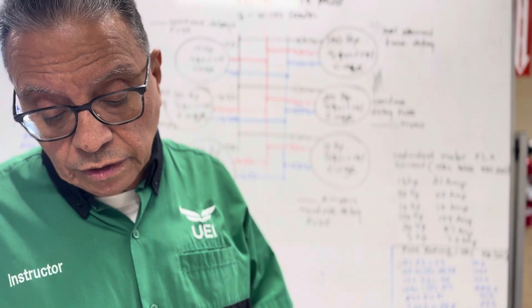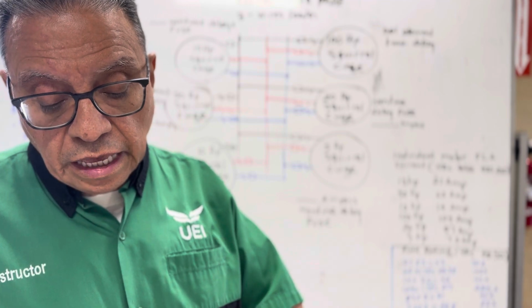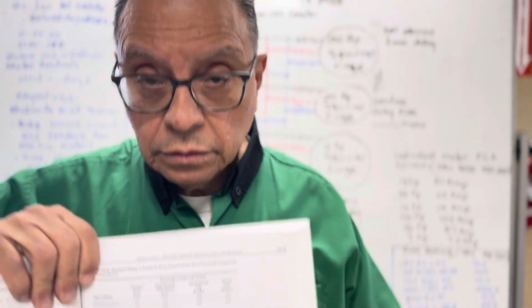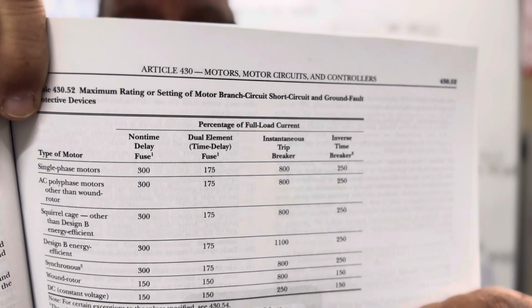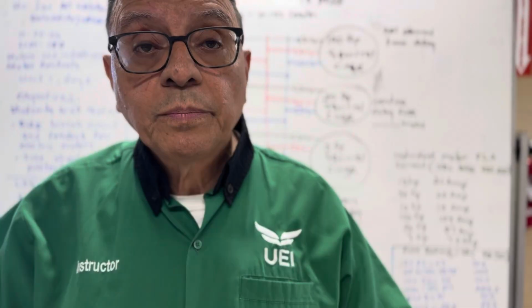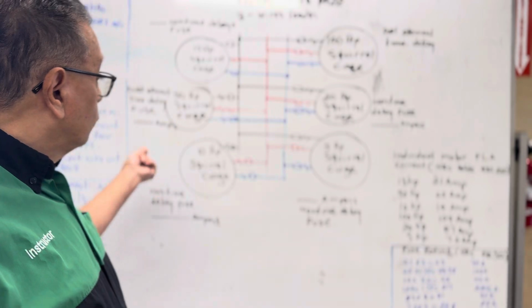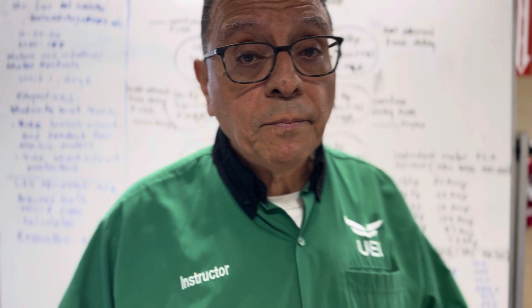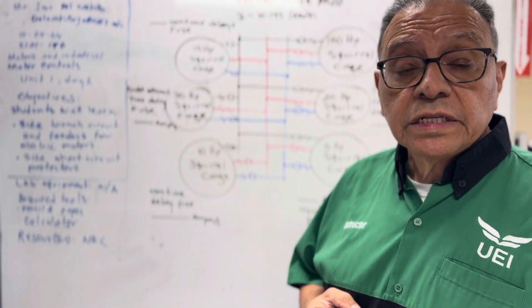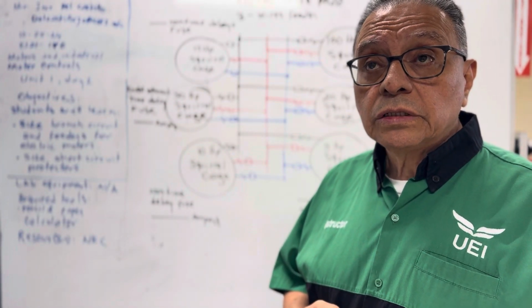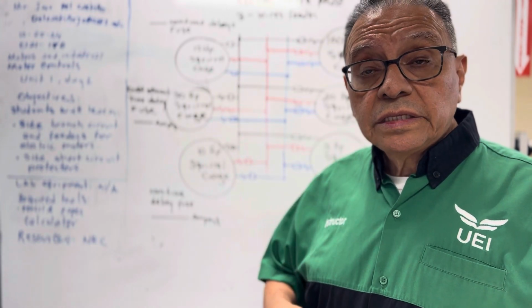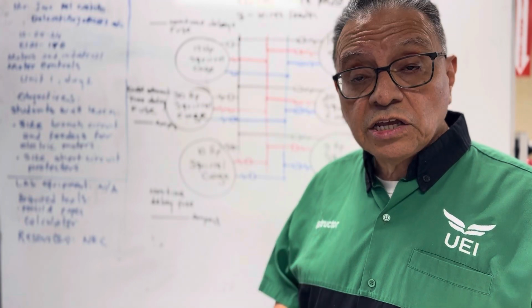Then we are going to be using table 420.52 to determine the rating of the fuse, which is my protection for the short circuit. That is the first part of the lab. The second part of the lab, knowing the full load ampacity, we are going to use table 310.15(B)(16), or table 310.16, to determine the gauge of the feeder.